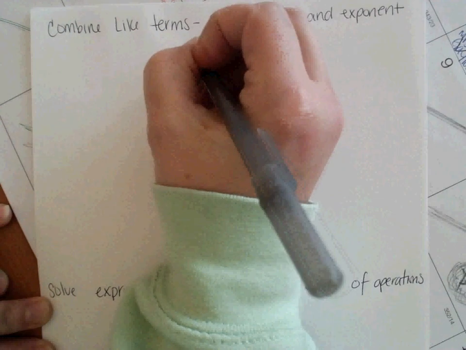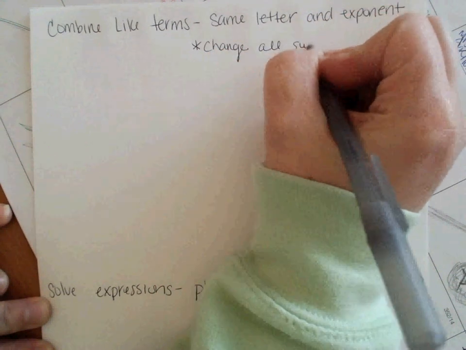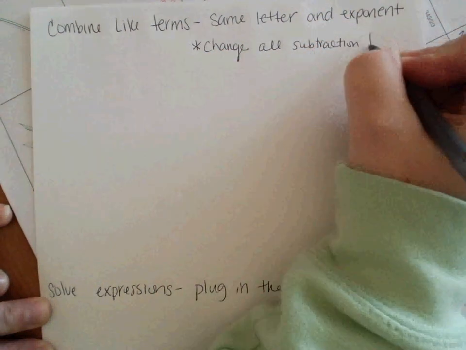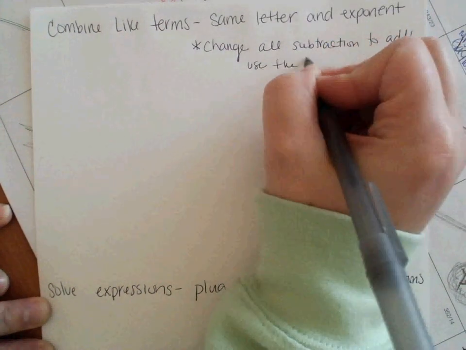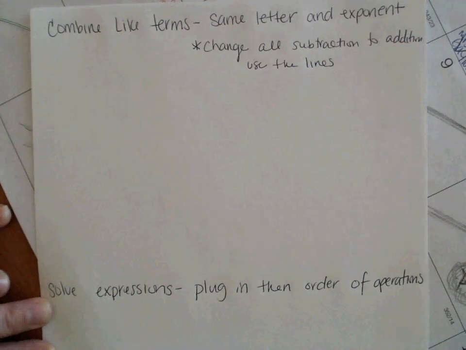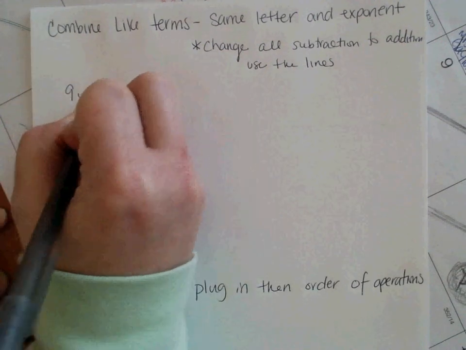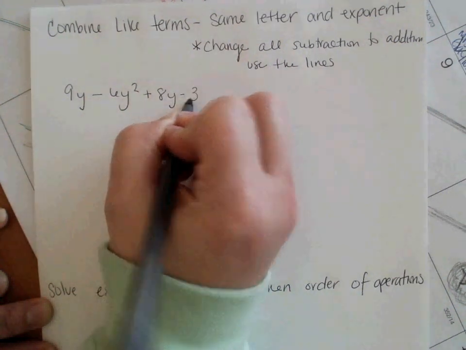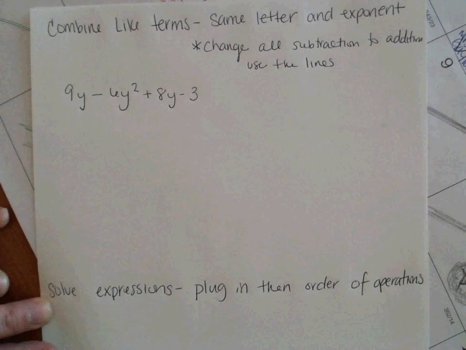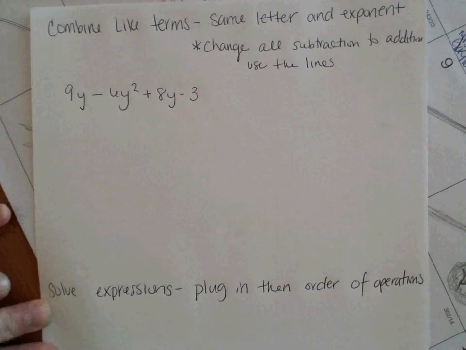Remember, I did say that a hint was you can change all subtraction to addition and use the lines. And so what I mean by this is if I give you the example, 9y minus 6y squared plus 8y minus 3. I said I like to change all of my negatives to addition, or all of my minuses to addition first, because then I can see things easier.